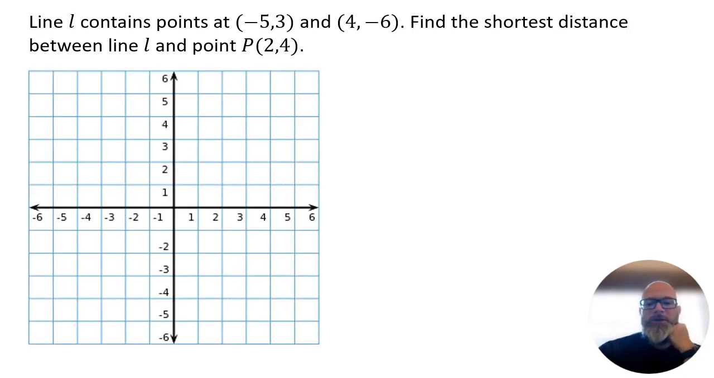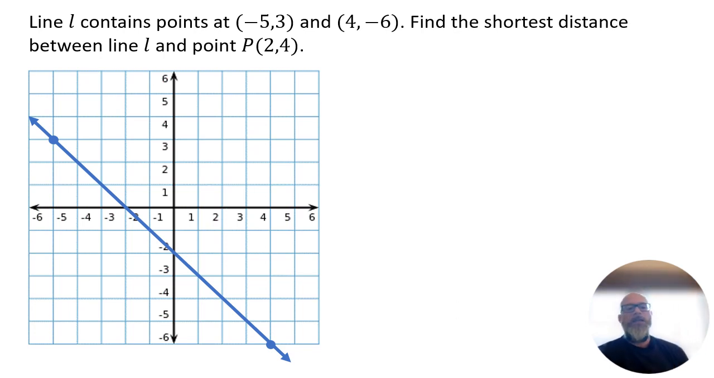All right, here's the problem we're going to be tackling. Line L contains points (-5, 3) and (4, -6). Here, I'll graph those two. Find the shortest distance between line L, which is the line between them, and point P. So we have to do this in 4 steps. First step is you have to find the equation of line L.